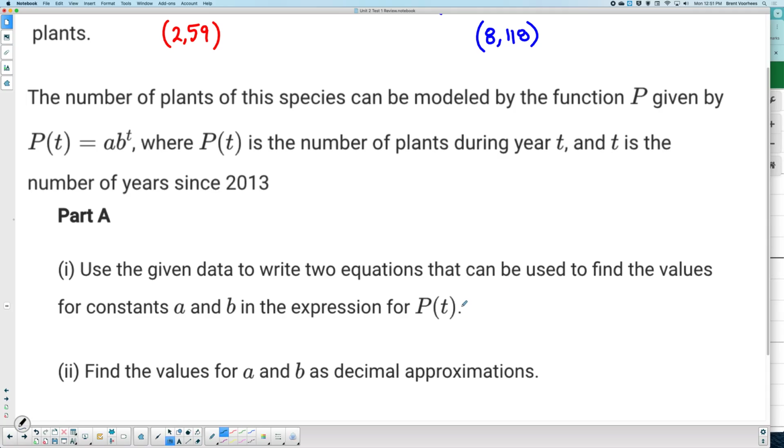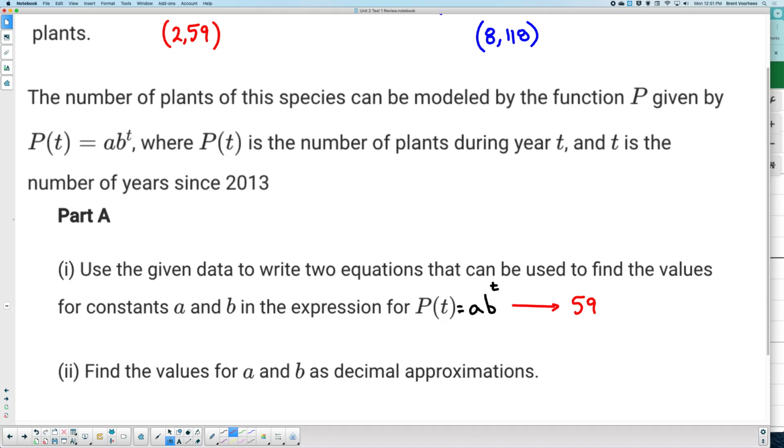Remember, P of T is equal to, it says it right here, A times B to the power of T. So how do I write two equations? Hey, stay with me, please. How do I write two equations? What do I do first? On this point, which one's the number of plants? P of T means plants.